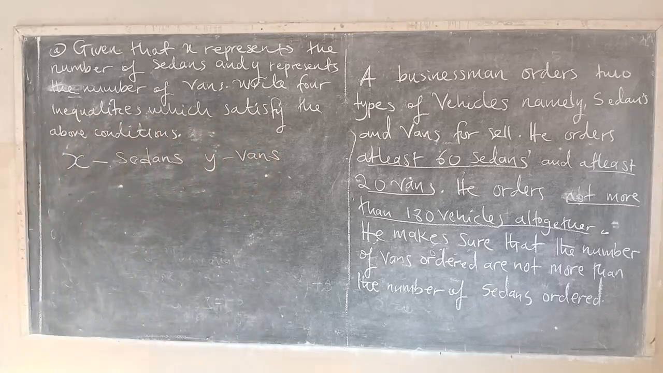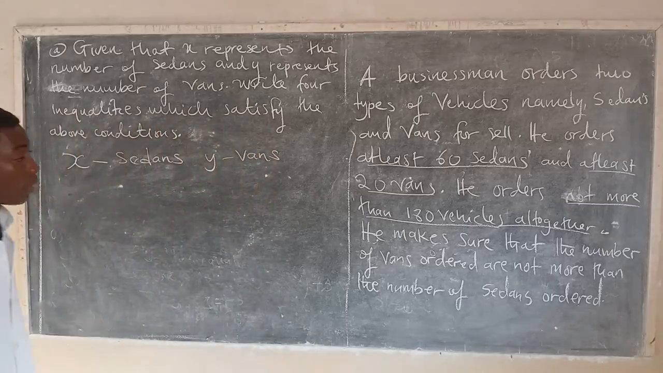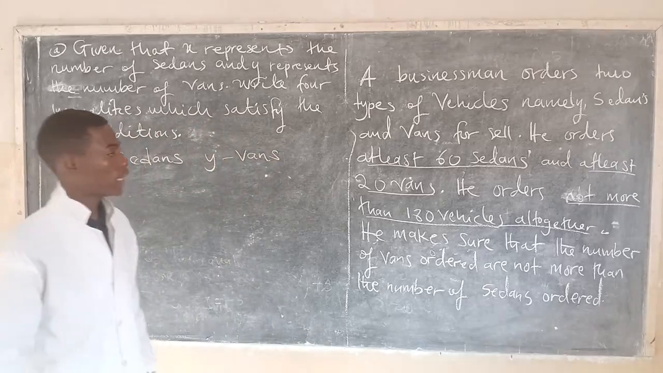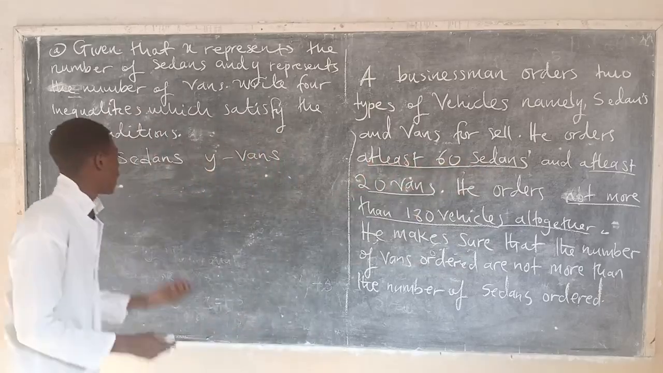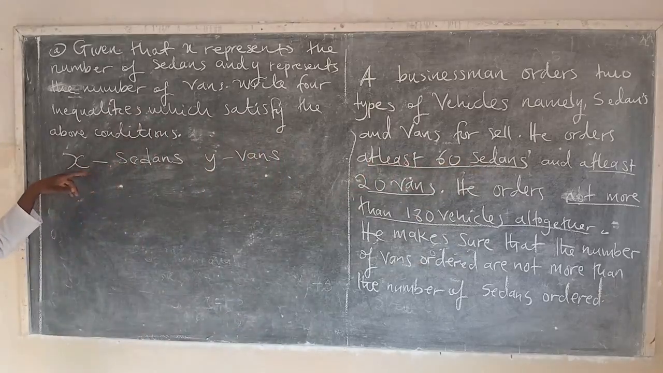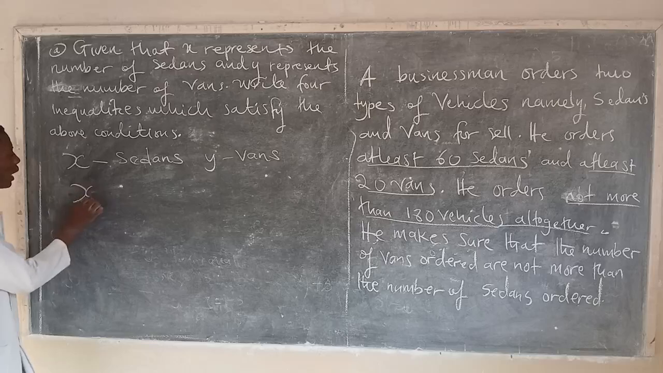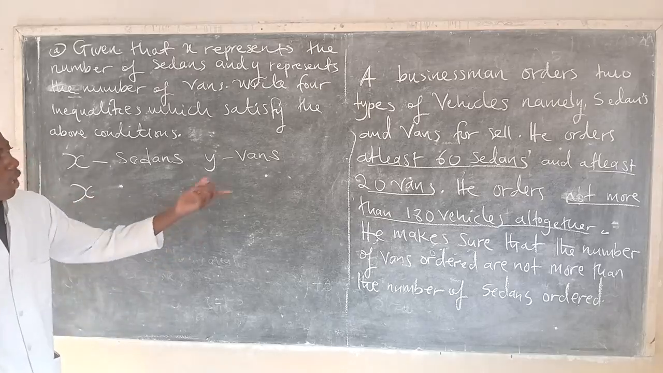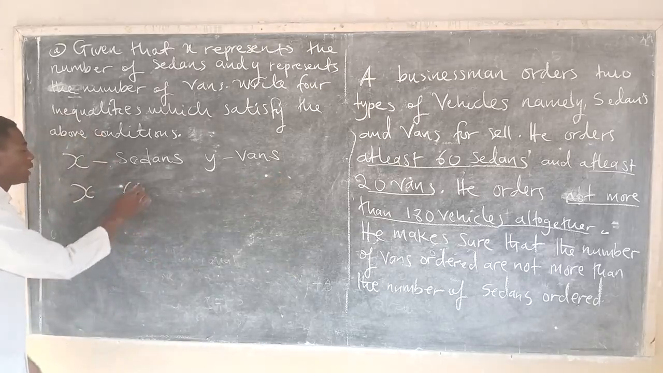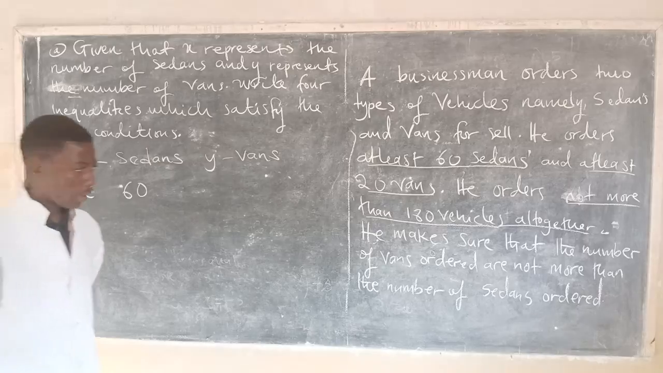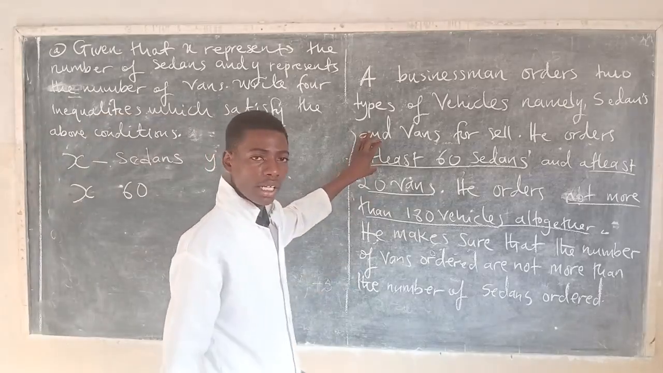So we are now going to start coming up with our inequalities. We are told at least 60 sedans. Now for sedans, the letter representing sedans is X. We also have the 60. So we are just going to say X and 60. Now the key term here is at least.